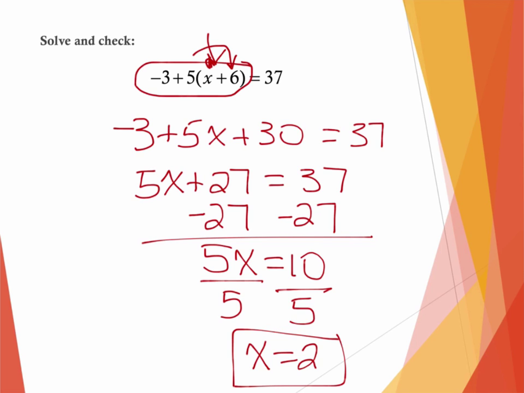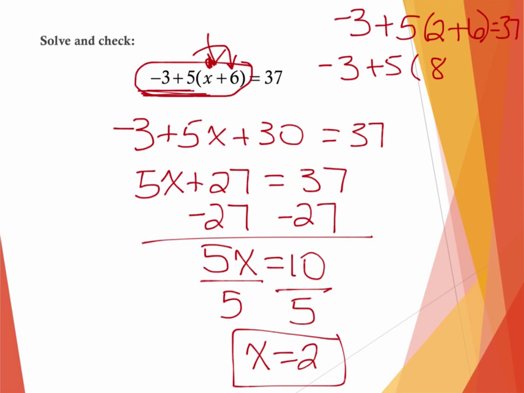One thing that you may want to note is that we did not combine the negative 3 and the 5 first, because remember, we always do multiplication before we would do addition or subtraction. So let's check this one since we haven't checked a problem yet in this lesson. So I have negative 3 plus 5 times 2 plus 6, and we want to make sure that equals 37. I'm going to do the parentheses first, so negative 3 plus 5 times 8. 5 times 8 is 40, so negative 3 plus 40 equals 37, and that checks.